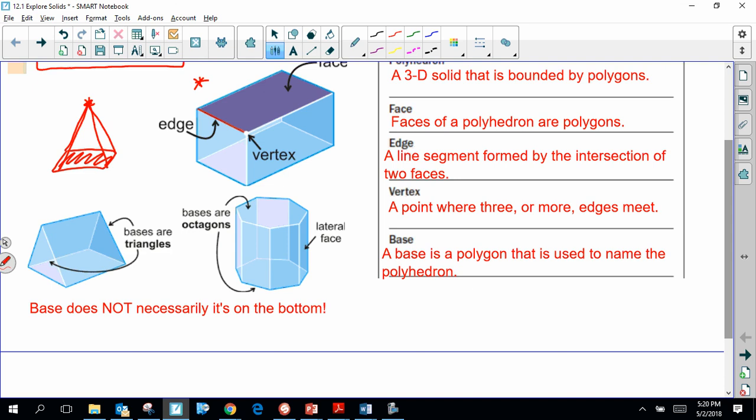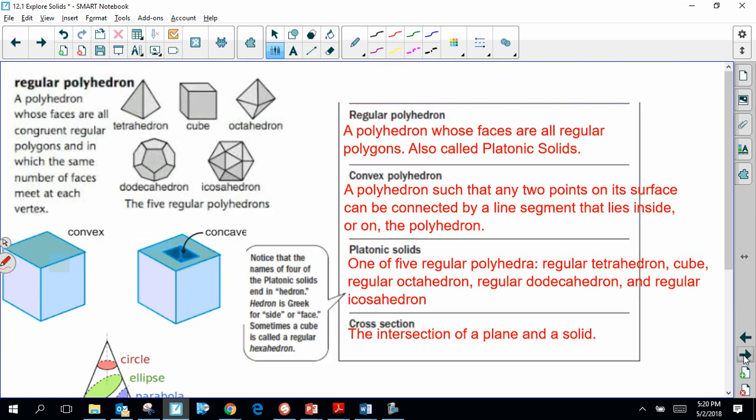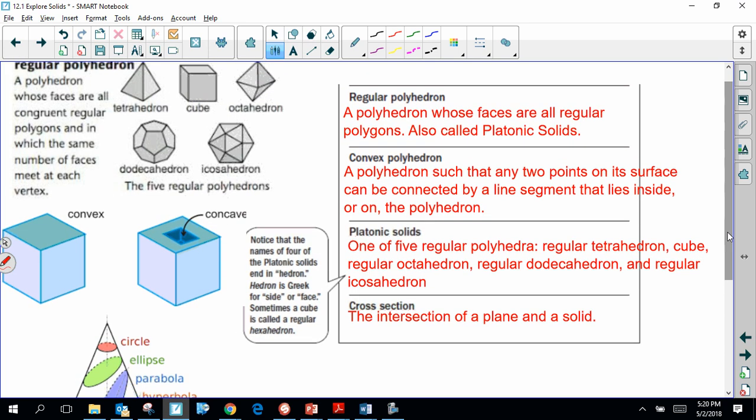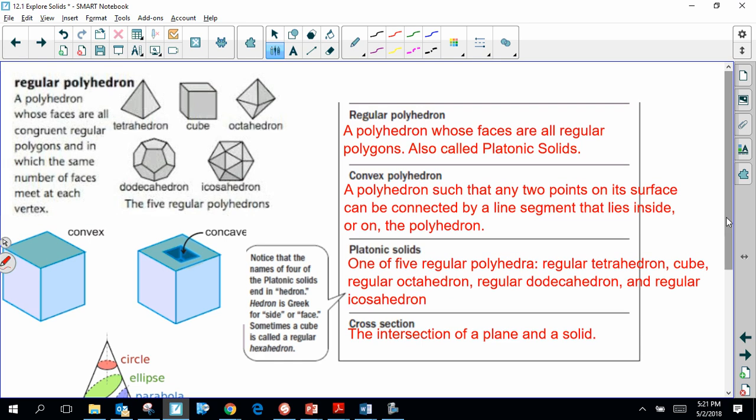Moving on for the rest of the vocabulary on this page, we have regular polyhedron. Regular polyhedra are simply polyhedra that are made up of nothing but regular polygons. They're also referred to as Platonic solids. So in the definition at the bottom and on the image on the left are examples of regular polyhedrons: regular tetrahedron, cube, octahedron, dodecahedron, and icosahedron.